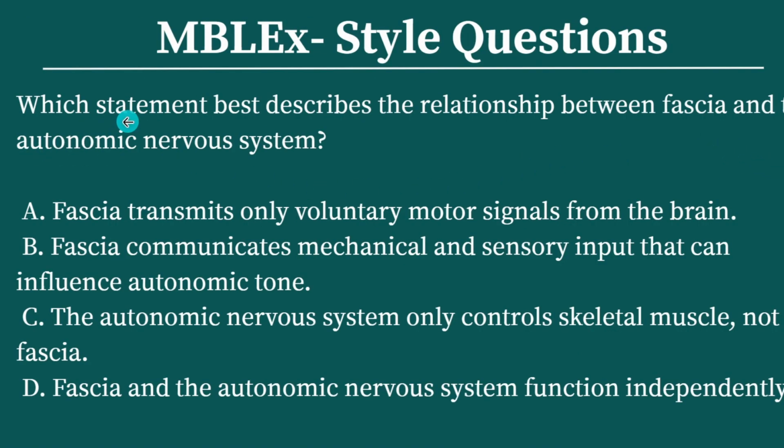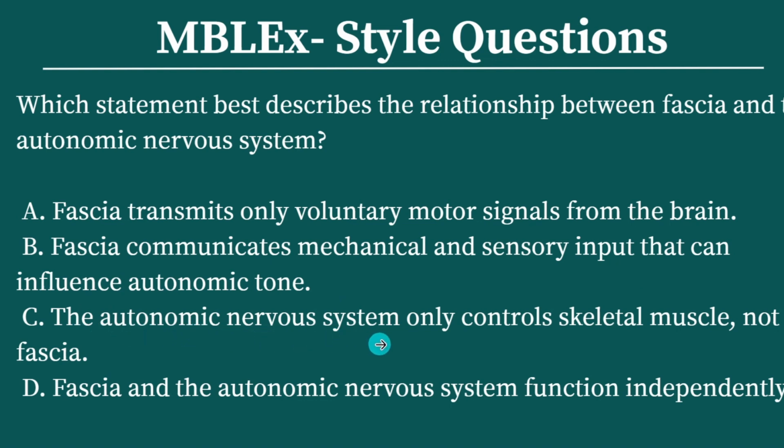So let's get started. Which statement best describes the relationship between fascia and the autonomic nervous system? A, fascia transmits only voluntary signals from the brain, which isn't true. It also helps to transmit involuntary reflexes. So B, fascia communicates mechanical and sensory input that can influence autonomic tone. We just learned about that.